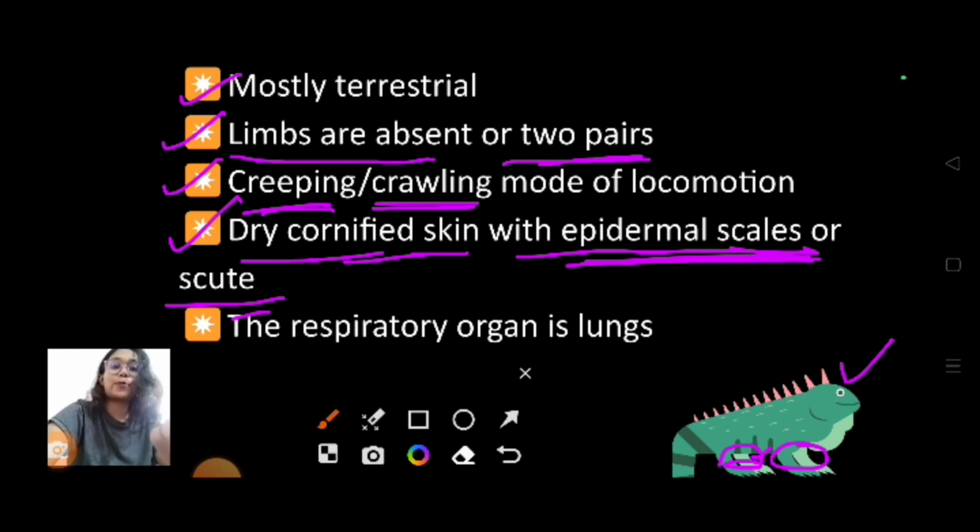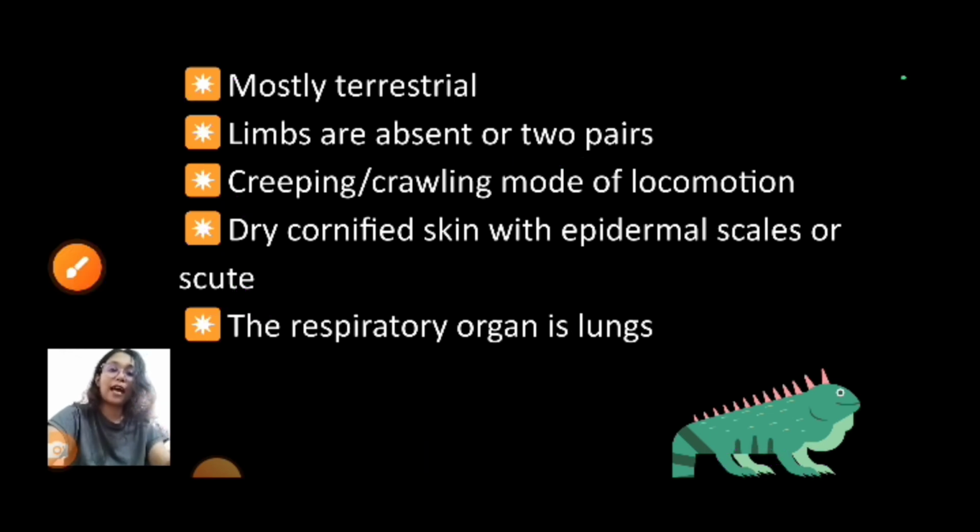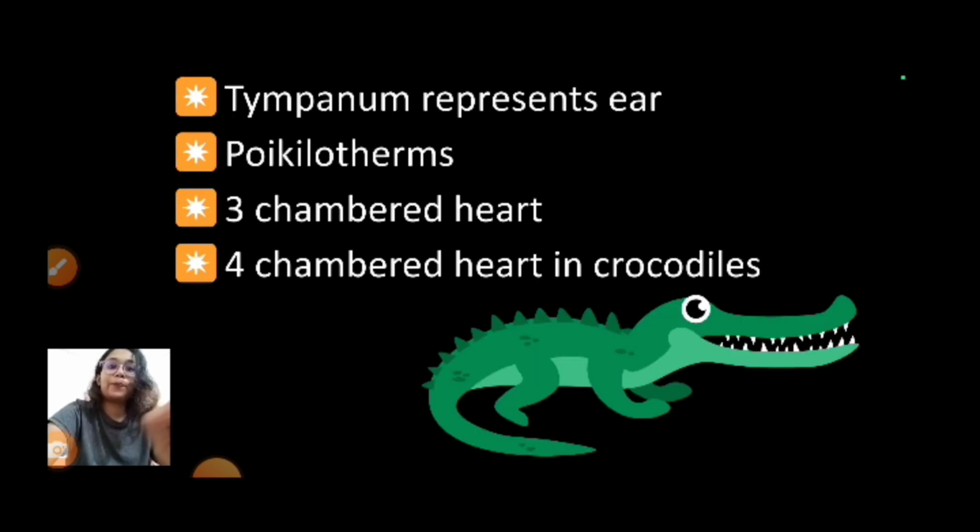So here the respiratory organ is lungs, only lungs. But in case of amphibians, gills were also there, skin was there. Is it clear? So you just have to compare one class with another class. Like we compared chondrichthyes with osteocytes, no? So now you can compare this with amphibians. So moving on to the next slide.